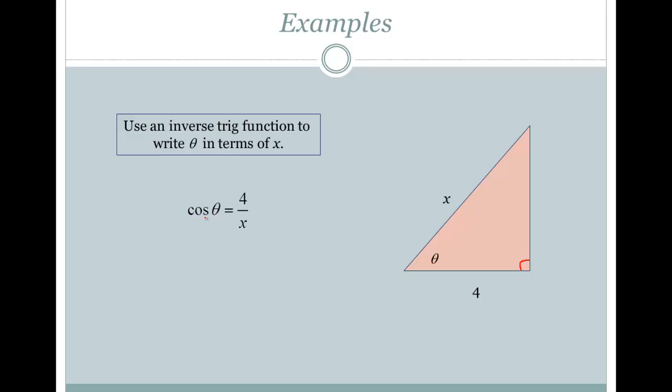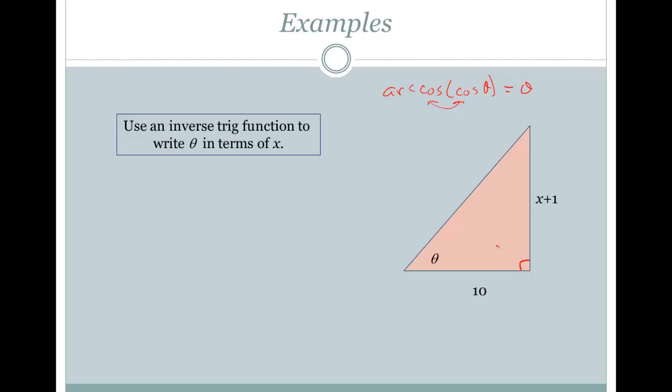And remember, if I do that, if I go arc cosine of the cosine of theta, I'm simply going to get theta because these two functions are inverses of each other. So I'm going to do that at both sides, and what I'm going to get is that theta is equal to the arc cosine of 4 over x. Okay, just taking the inverse of the cosine function there.